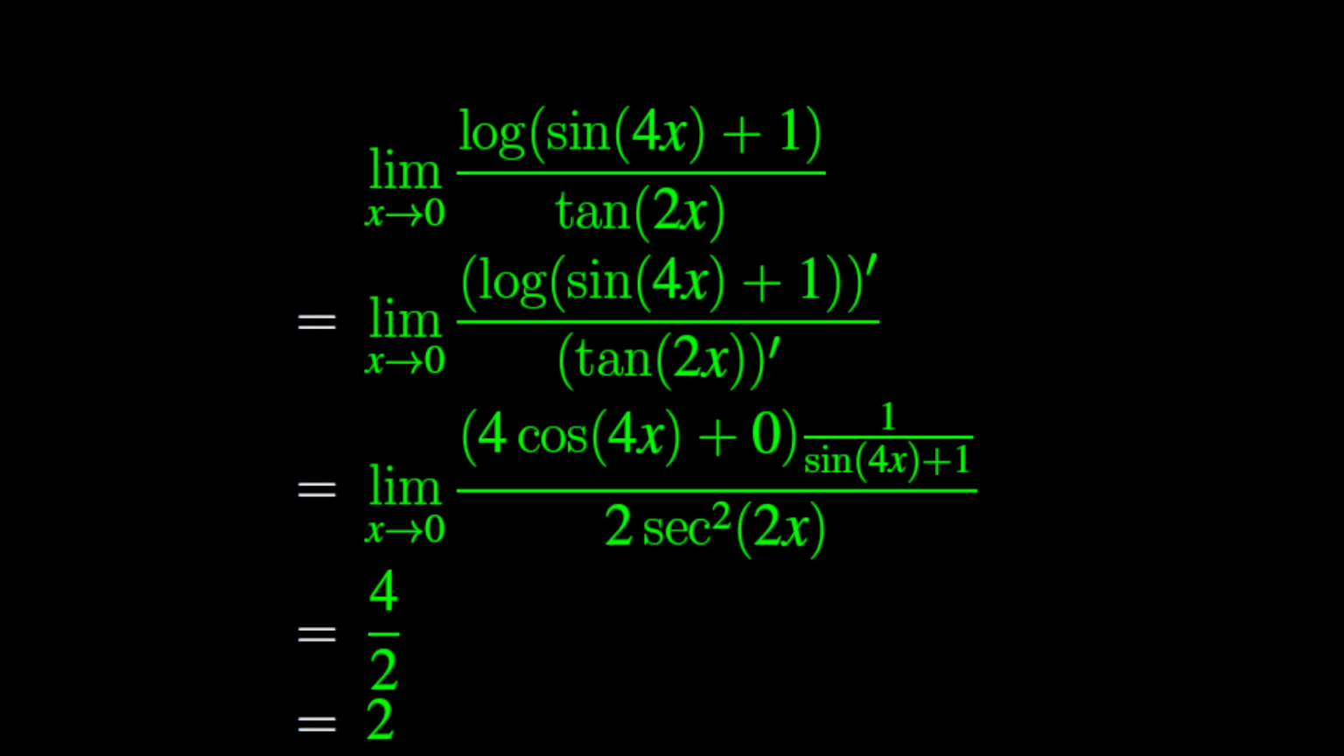Ultimately, the limit as x goes to 0 of logarithm of sine of 4x, plus 1, over tangent of 2x, is 2.